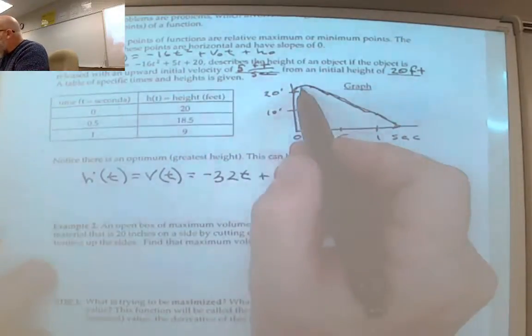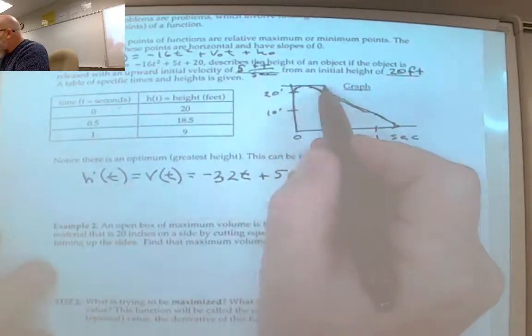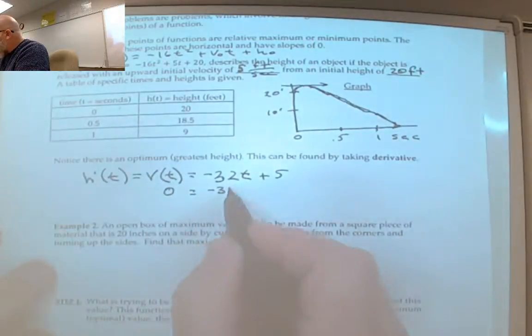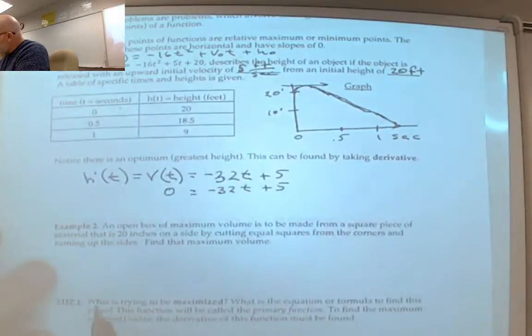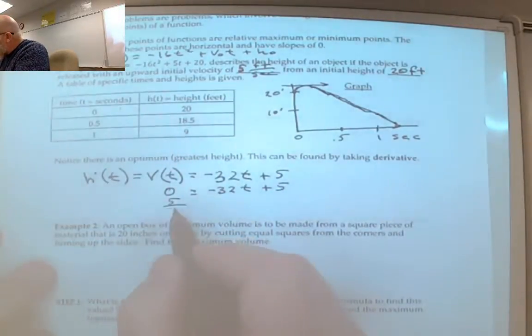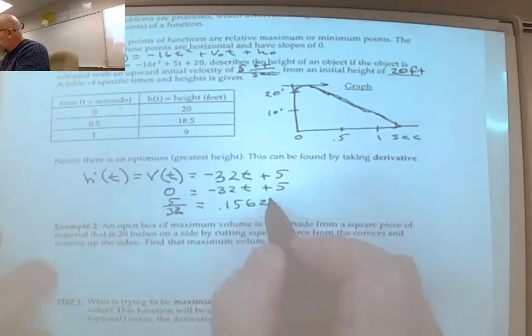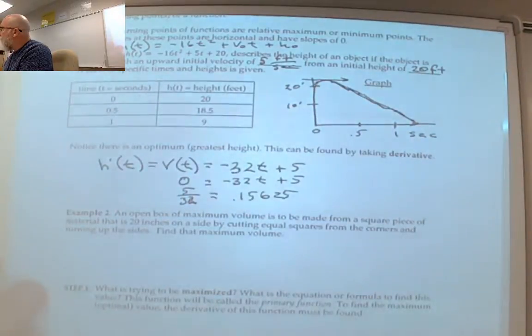Well, right here, I know that its rate, or the slope of the tangent line, is horizontal, so it's going to be equal to 0. In other words, it momentarily pauses and turns around. And so that means 5/32, which is 0.15625, because I put it in my calculator, is how much time it takes to reach its highest height.